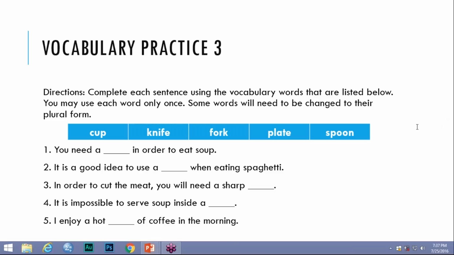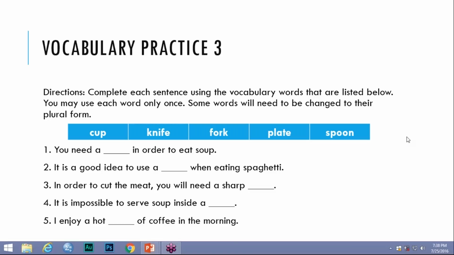Okay, so the correct answer is spoon. I'm going to explain this one a little bit because I see some incorrect answers. Yo voy a explicar esto un poco porque veo unas cuantas respuestas incorrectas. Okay, so here we go. You need a spoon in order to eat soup.